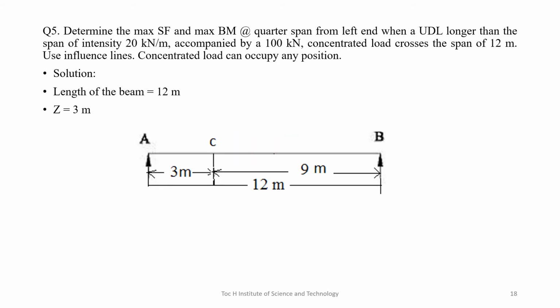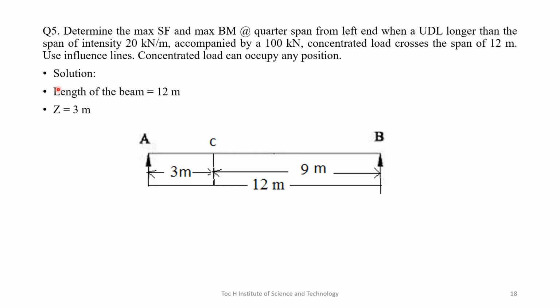Now we are moving on to problem number 5. Determine the maximum shear force and maximum bending moment at quarter span from the left end when a UDL longer than the span, of intensity 20 kilonewton per meter, accompanied by a 100 kilonewton concentrated load crosses a span of 12 meters. Use influence lines, and the concentrated load can occupy any position.